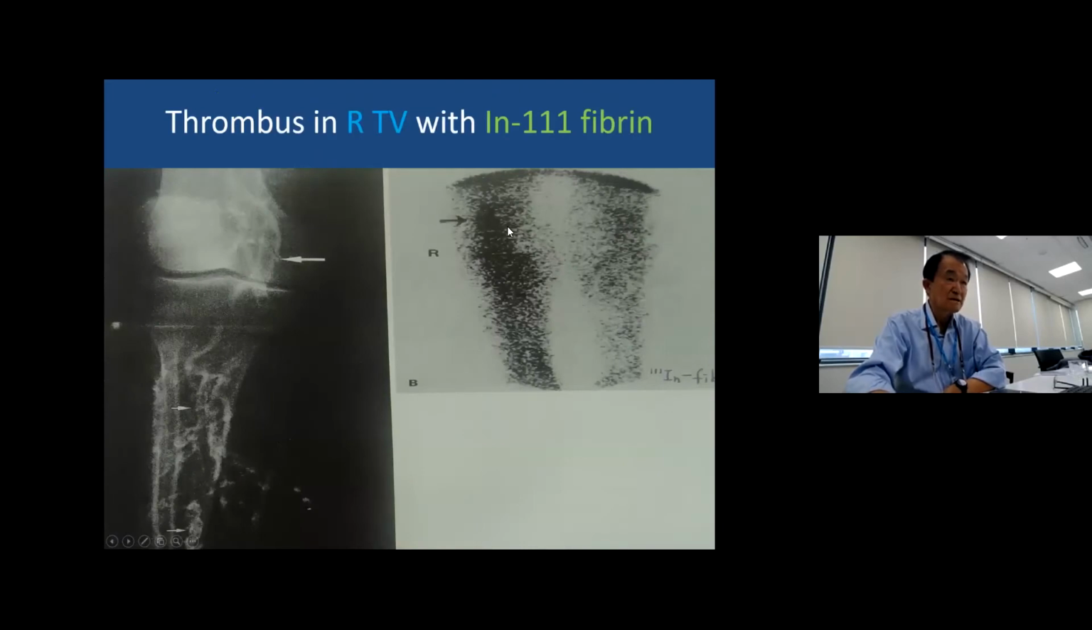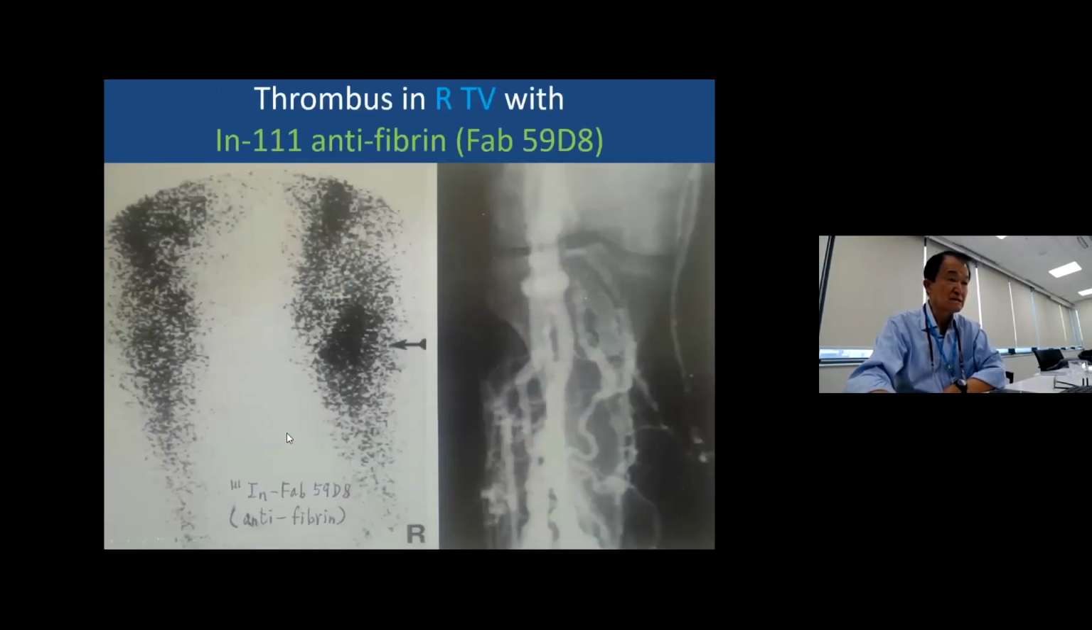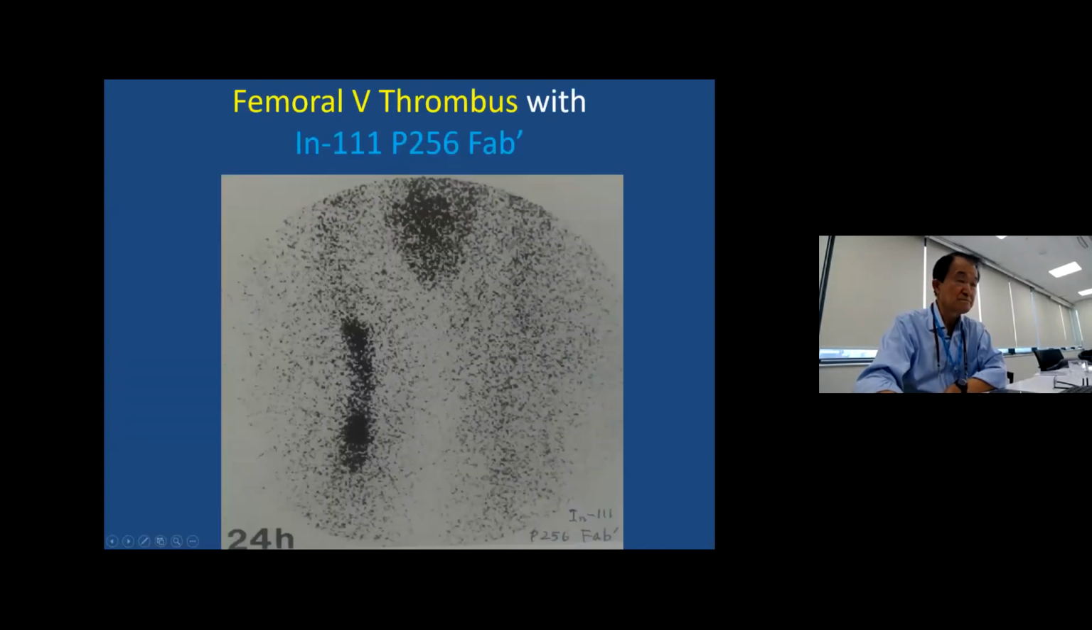Okay, fibrin again. Anti-fibrin also shows here. This was 20, 30 years ago, but somehow nobody continued this kind of new agent, unfortunately. It's all just in newspapers. After that, it stopped. And this is another thrombosis agent of the femoral.